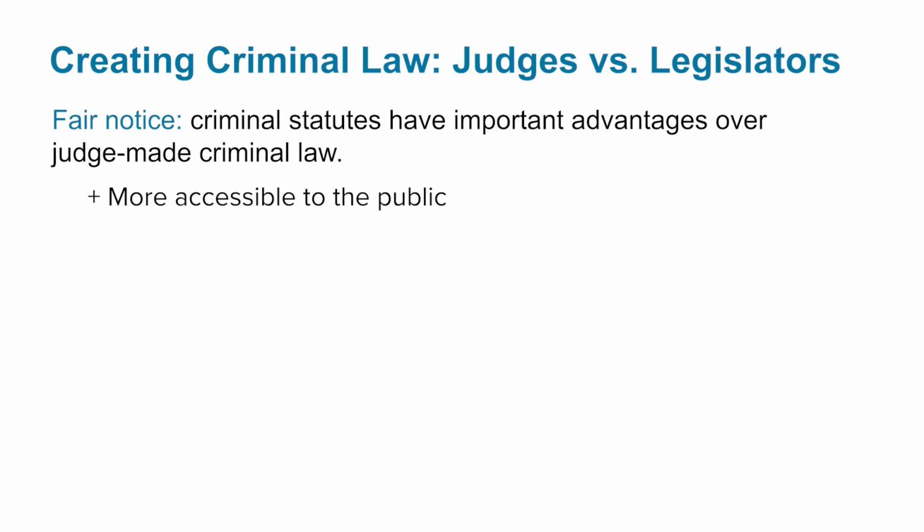In terms of fair notice, criminal statutes have some important advantages over judge-made criminal law. First, criminal statutes are more accessible to the public. That is, criminal codes provide a single, organized compendium where members of the public can go to read about what you need to do to avoid being punished. By contrast, collections of judicial decisions are far less accessible, and so they do a much worse job at relaying criminal law rules to your average person.